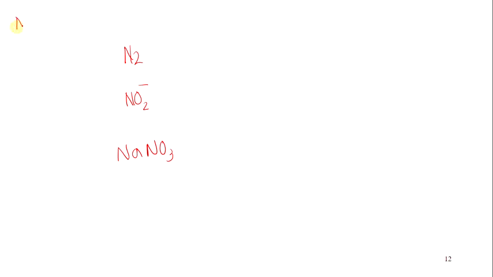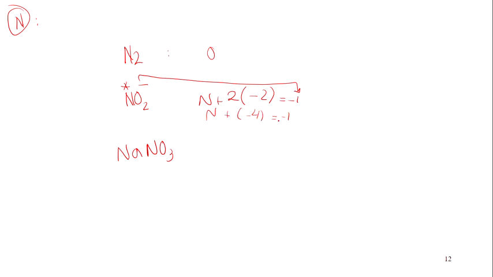Find the oxidation number of nitrogen in these compounds or ions. Nitrogen is a free element, so 0. Nitrogen here, N plus, oxygen, 2 oxygen. The oxidation number of oxygen is 2 negative, and the total is equal to the charge. The charge is 1 negative. So N plus 4 negative is equal to 1 negative. We add 4 positive to both sides.